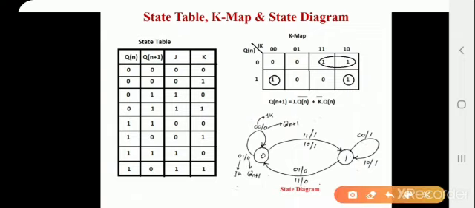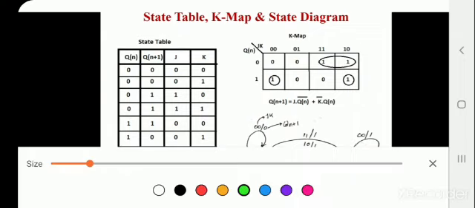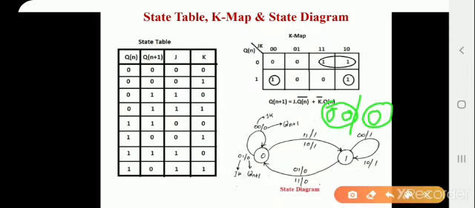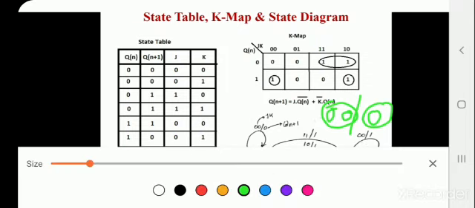And also one thing we need to understand: if I am writing 0, 0 by 0, that means the numerator part 0, 0 belongs to the inputs J K, and the denominator part 0 belongs to the output Qn plus 1, right? So with this we can form the state diagram.